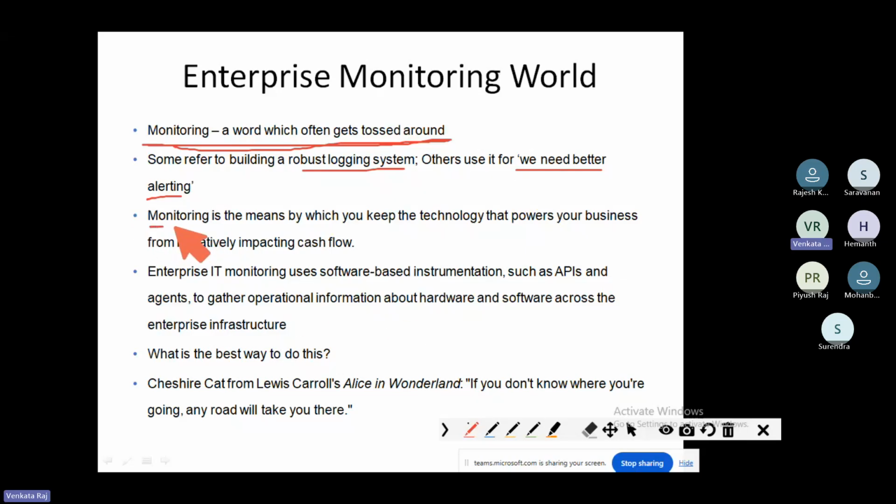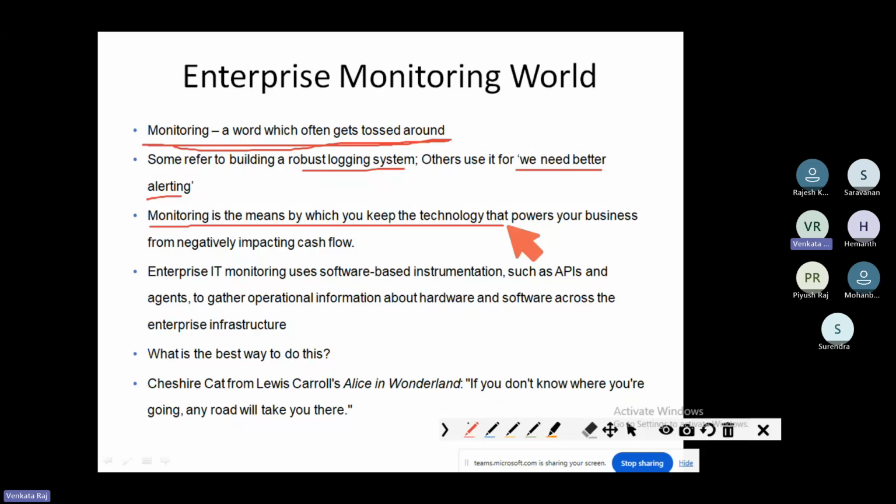Now, monitoring is basically you are making the technology available, or you are keeping the technology up and running by means of monitoring. Which technology? That technology which is actually bringing business to you, right? The technology which your end users are using.